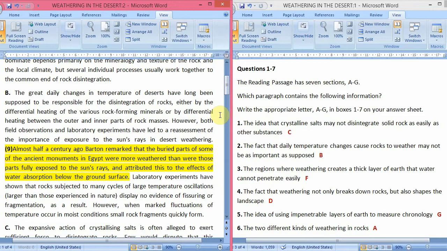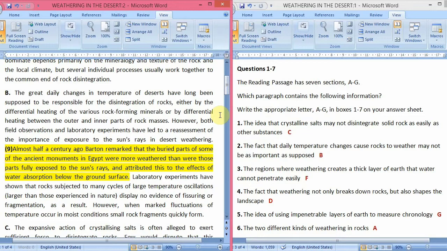Now you need to think about this very carefully. So there are some ancient monuments, and some parts of these monuments are below the ground. They are buried, and some parts are above the ground, which means they are exposed to the sun's rays. Now when the daily temperature changes happen, definitely the parts which are above the ground, as they are exposed to the sun's rays, only those parts will be affected by the daily temperature changes, and those parts which are below the ground, as they are buried inside the ground, will not be affected by the daily temperature changes.